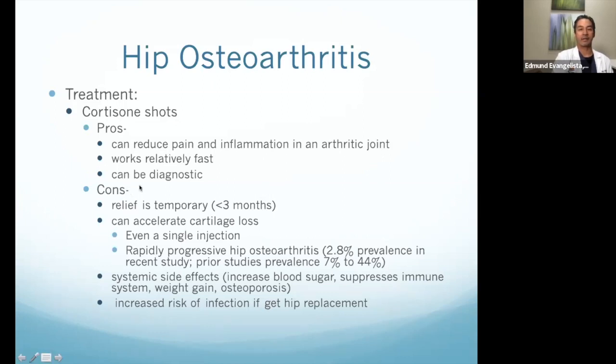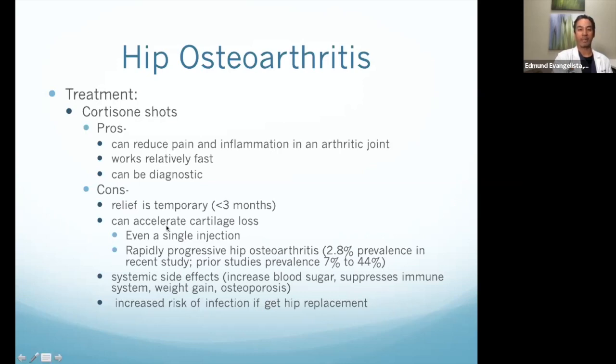Some of the cons or disadvantages to hip cortisone injections: relief is typically temporary. It'll buy you about 3 months of pain relief, more or less depending on the severity of the disease. And there are more and more studies that show us that cortisone is actually detrimental to the cartilage. It can accelerate cartilage loss, even with a single injection.